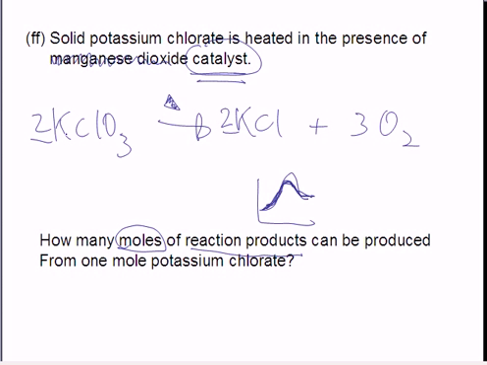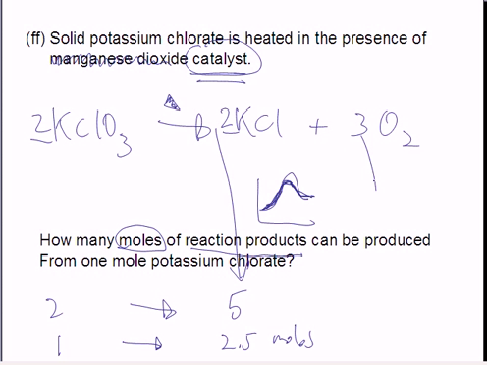Okay, well, 2 moles gives us 5 products. So 1 mole would give us half of that, 2.5. Let's go back and correct, 2.5 moles of products. This came from that 2 and that there. A very good question.